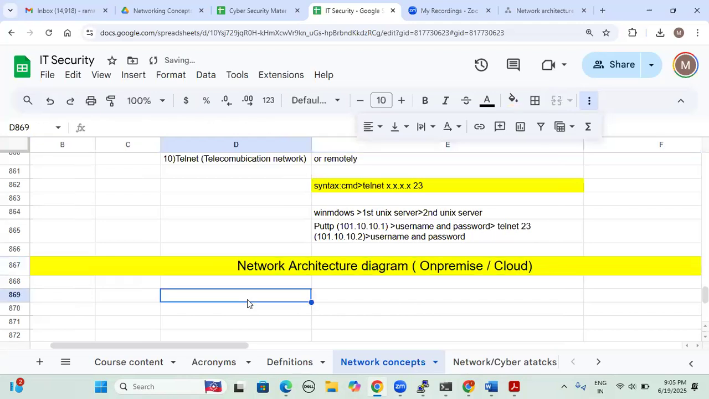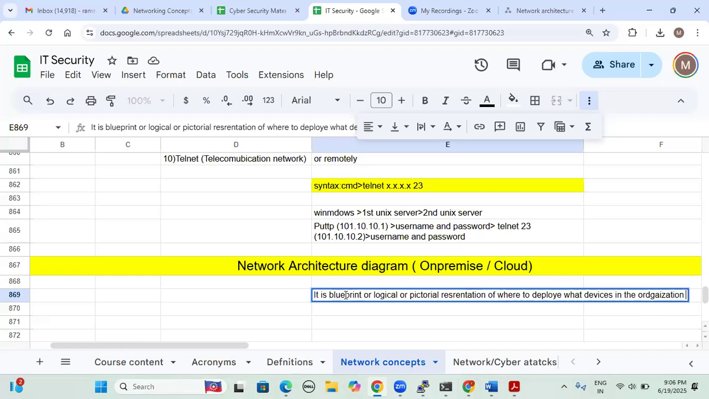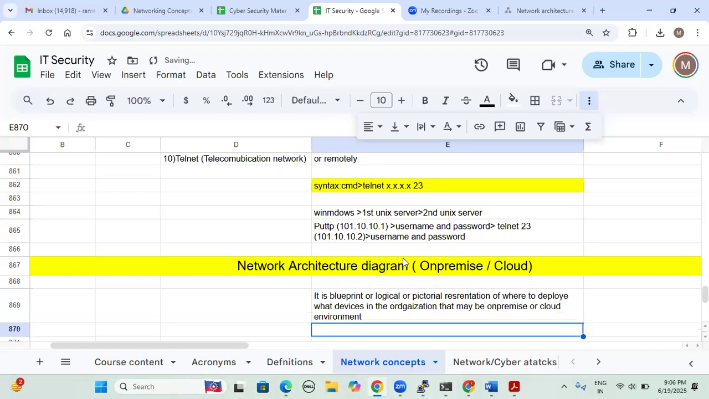Okay. So it is a blueprint or logical or pictorial representation of where to deploy what type of devices in the organization. That may be on premise, which means a data center, or a cloud environment. So that is called the network architecture diagram.